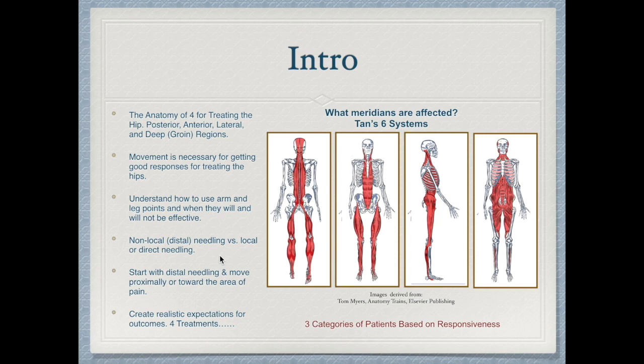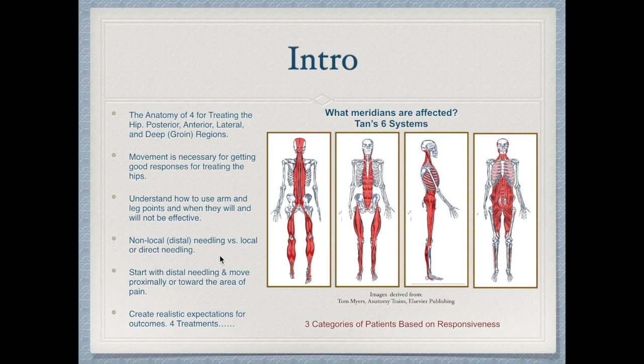So there are two primary ways that we can choose points. We can do non-local points, meaning that the points are distant from the affected or symptomatic area, or we can do local needling where we needle into the symptomatic region. Now, there are times for doing both methods, and even in the traditional systems, such as TCM, they'll often use both of them together. The method that I teach starts with distal needling, but then will move proximally or towards the area of symptomatic pain if needed.